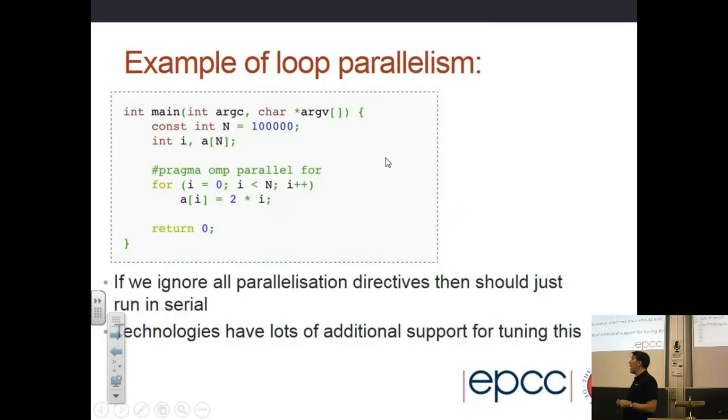So here's an actual example, though. I've jumped ahead to give you some syntax, but the way it works is we have a very simple loop here: for i equals 0, i less than n, i plus plus, a[i] equals 2 times i. We're just initializing an array. Clearly, that can be done in parallel. Every iteration is independent.